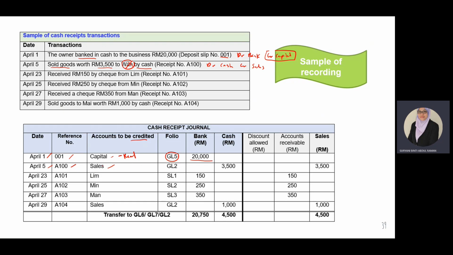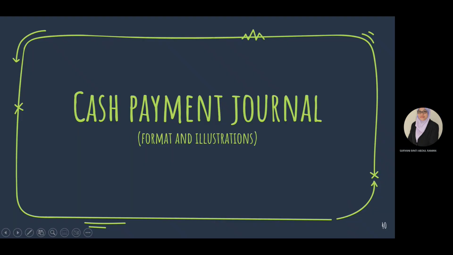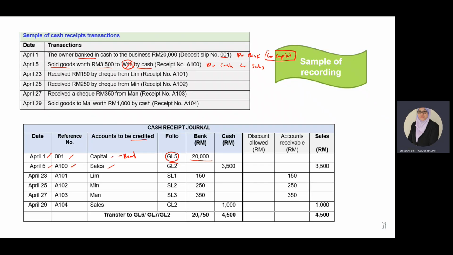So credit sales, since sales is already recorded, you just maintain the GL and you use GL2. And you put in the cash column because you receive the money by cash. And since this transaction is related to sales, you also update the amount in the sales column. Later on, we will see the function of this column.